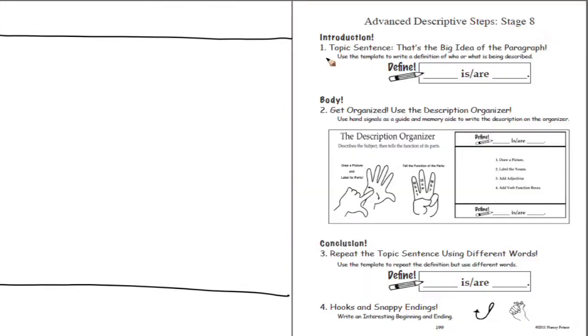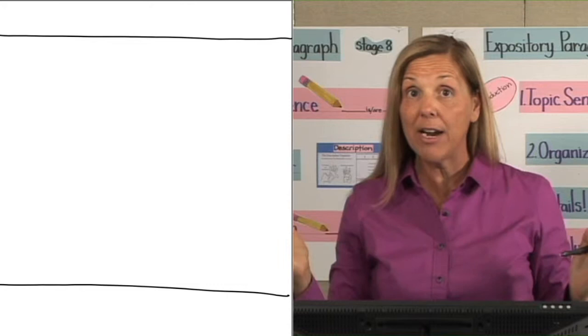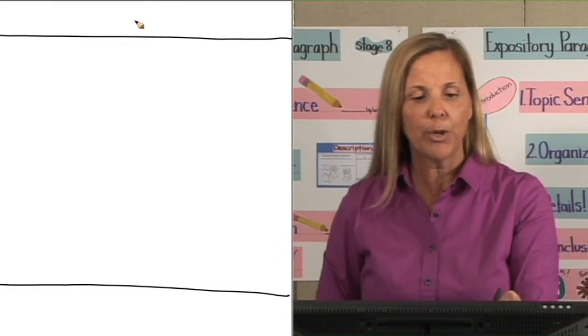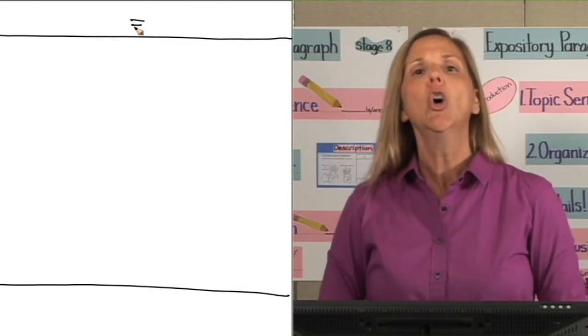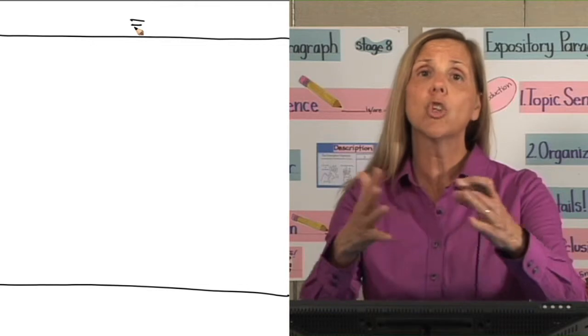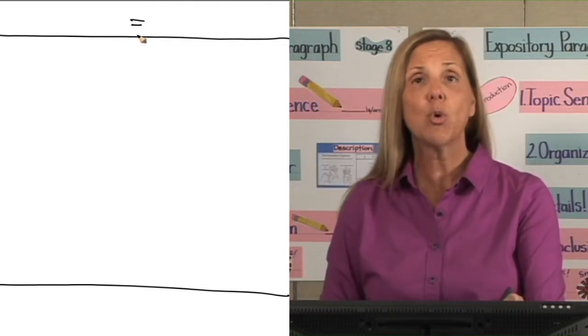Let's look at our steps. Step 1 says topic sentence. That's the big idea of the paragraph. And when it's a description, what is it? It's a definition. So we're going to put an equal sign here. Who or what are we describing? The students have been studying about the Statue of Liberty, so we're going to write a description of the Statue of Liberty. Let's go up to our topic sentence.